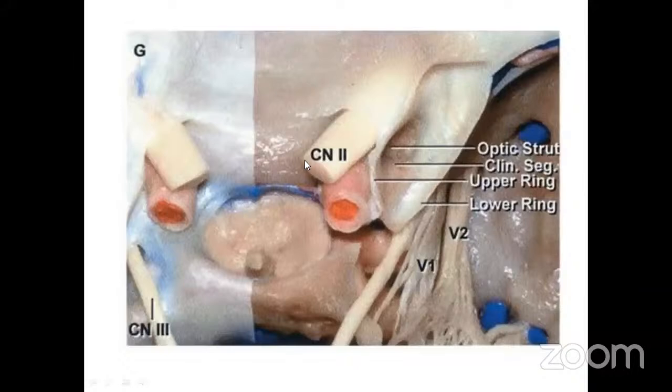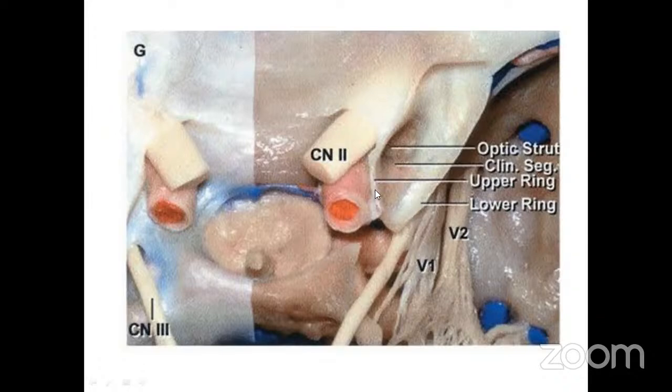Moving further, we can appreciate that this falciform ligament has been opened a little bit. Here we can appreciate the optic strut and the clinoid rings. When we were discussing the internal carotid artery anatomy, we discussed that there were 7 parts of the carotid artery, and one of the parts was the clinoid segment. And when we were discussing the clinoid segment, we discussed the upper ring and the lower ring of dura that were present. So we can appreciate that upper ring and lower ring of dura here, that forms the clinoid segment of the ICA.